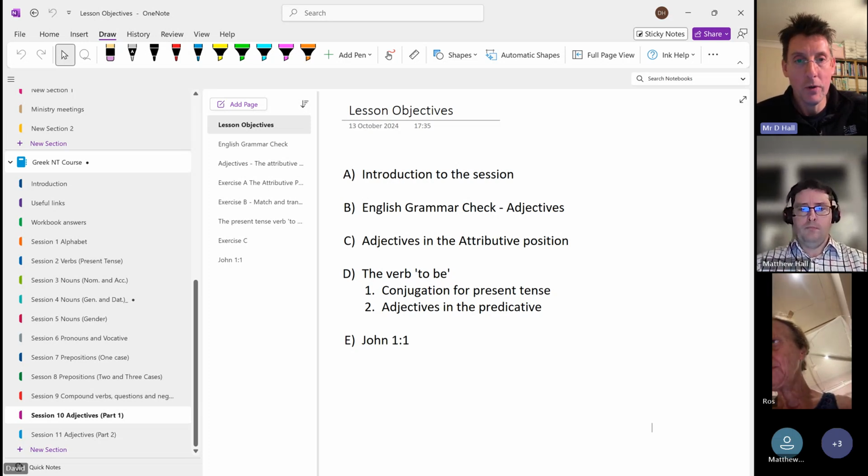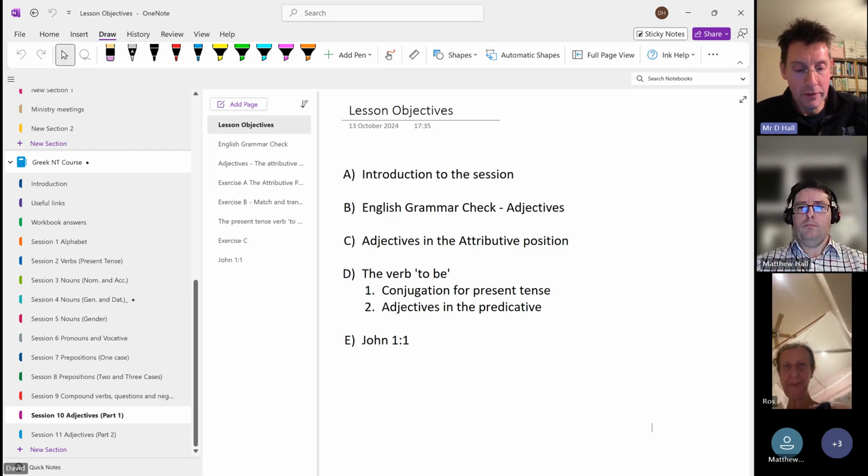What we'll do, as usual, is go through a bit of an English grammar check to make sure we know what we're talking about in terms of adjectives. Then we'll have a look at two different types of how adjectives are used. There's the attributive position, and then there's the predicative position, which is to do with the verb to be, which is the next section. So we'll look at how they work and how they differ, and I'll explain what that means when we get to it. So that's what we're going to look at this evening.